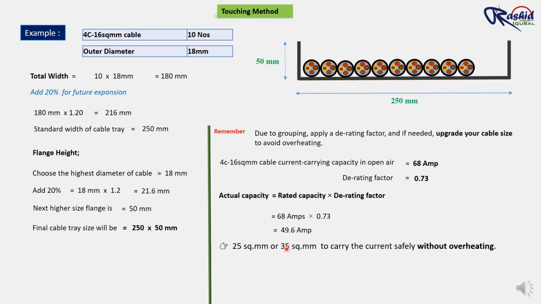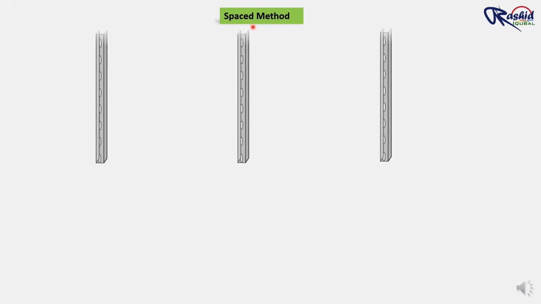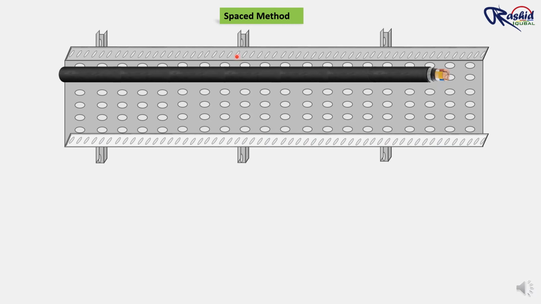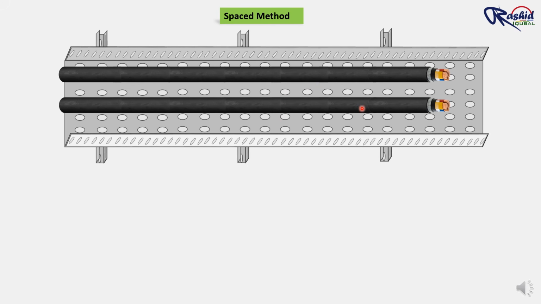Now let's understand the spacing method, which is highly recommended for cable tray installation. In this method, we leave a gap between each power cable, which helps in proper heat dissipation, maintains the cable full current carrying capacity, and avoids derating. So in this method, we do not use a derating factor because we already keep space between cable to cable. So derating factor is not required here.